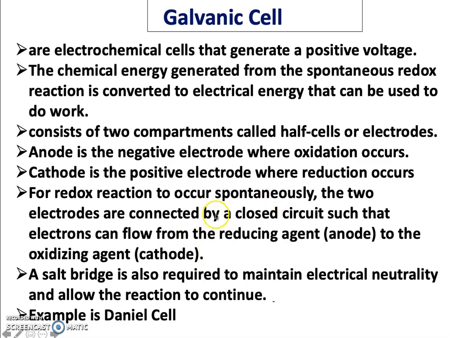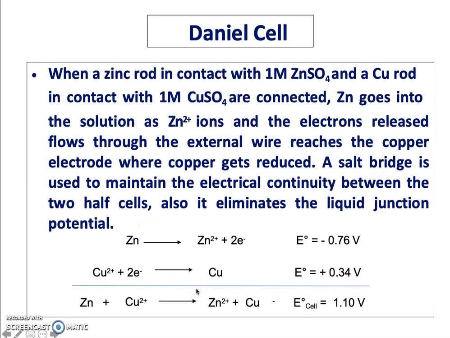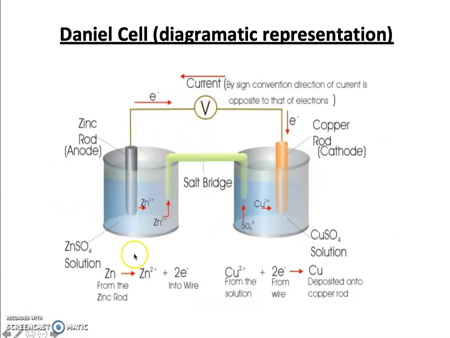Now, another significant requirement for a galvanic cell is a salt bridge, and this salt bridge is required to maintain electrical neutrality, and it allows the reaction to continue. So the example is a Daniell cell. So this is the diagrammatic representation of a Daniell cell. You can see that there are two separate compartments. One is the anode, and this is the zinc electrode, and the second is the cathode. This is the copper electrode.